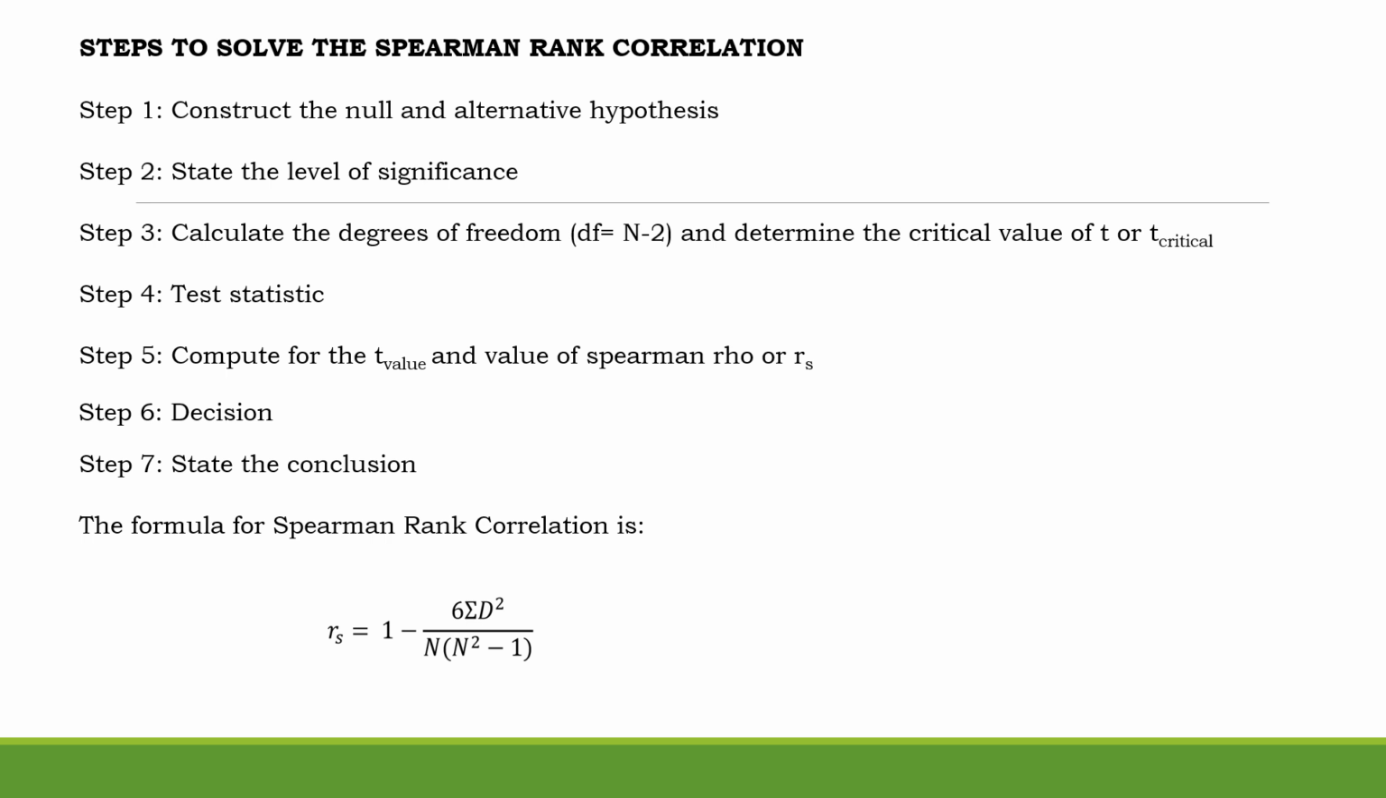Okay, this is the formula for Spearman rank correlation. It is applicable on step 5, which is to compute the t-value. We have RS is equal to 1 minus 6 summation of d squared over n squared minus 1.